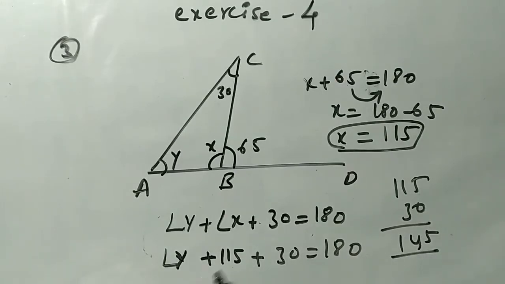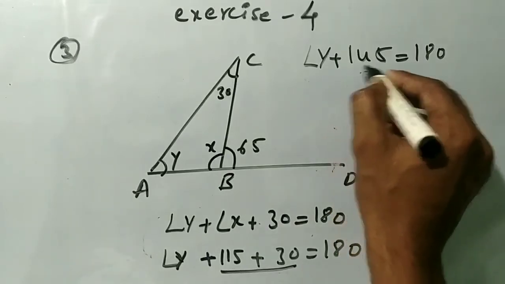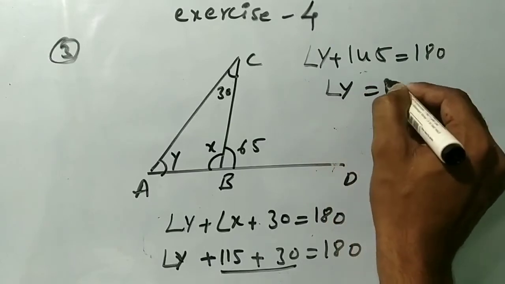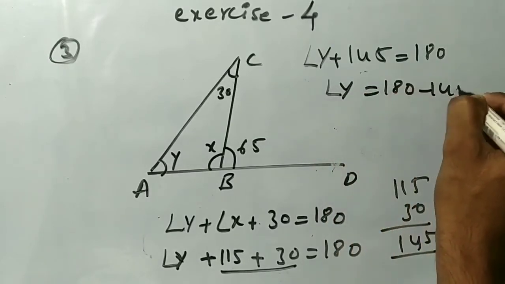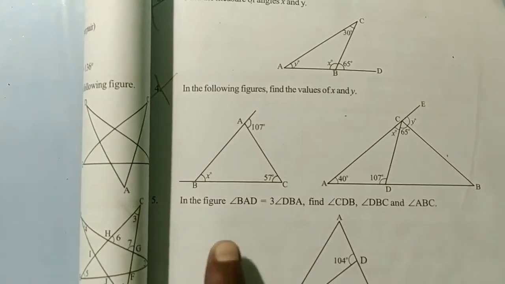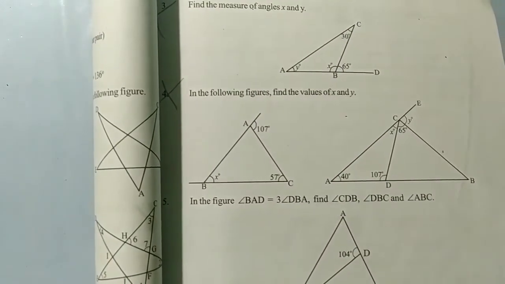So I will write here the summation of 115 plus 30 is equal to 145. Here plus, when it goes to the other side, becomes minus. Angle y is equal to 180 minus 145. Angle y is equal to 35.